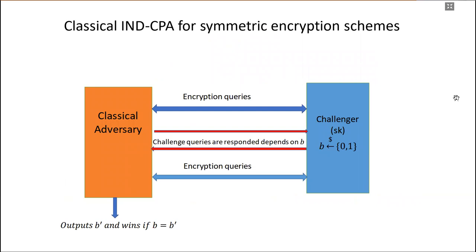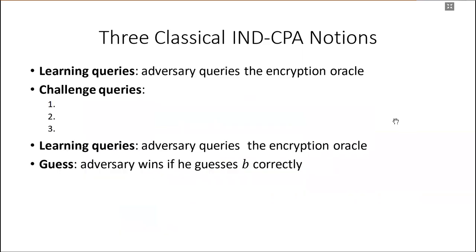I recall the classical CPA notion for symmetric encryption schemes. The notion consists of two phases, the learning phase and the challenge phase. In the learning phase, the adversary is querying the encryption oracle. And in the challenge phase, the adversary submits some challenge messages, and the challenger replies to these messages depending on the random bit b. The adversary's goal here is to guess this bit b that is chosen by the challenger. And the adversary wins if he gets it right. But depending on how the challenge phase is implemented, there are three possible classical indistinguishability CPA notions.